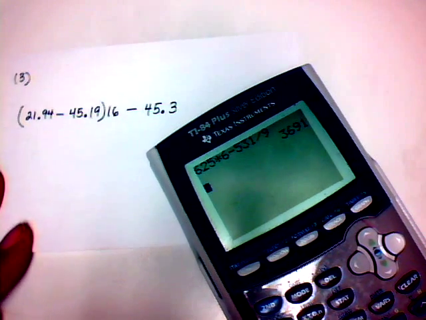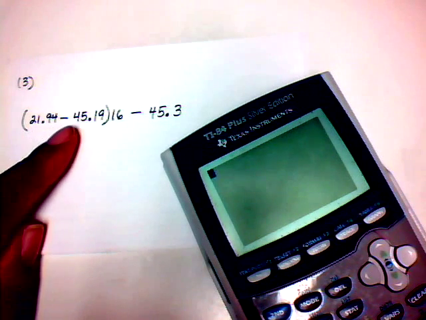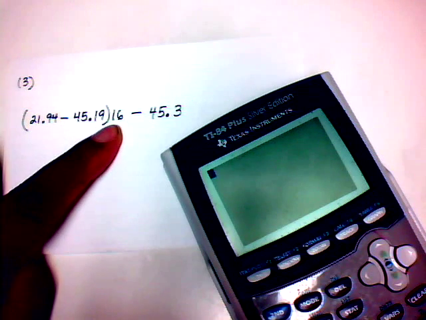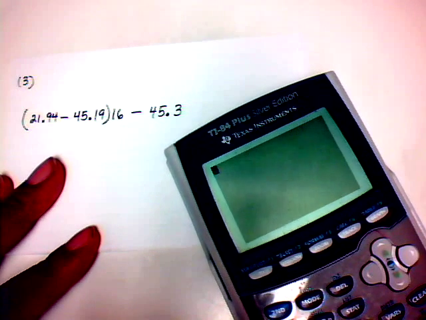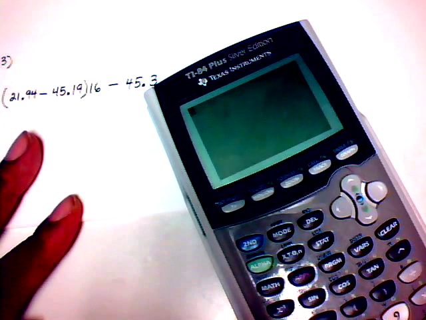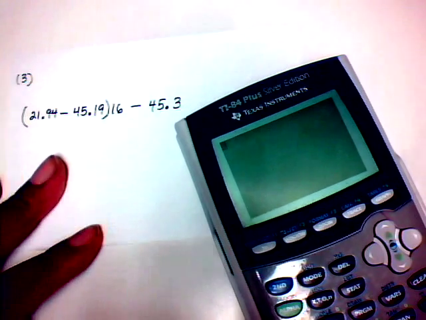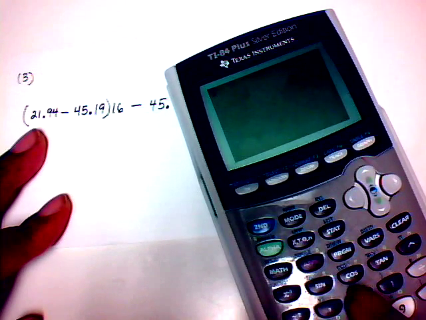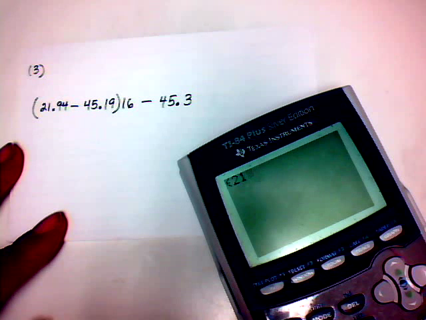Okay, the third one, we have in parentheses 21.94 minus 45.19, times 16 minus 45.3. This you can enter as is. The way we do that, we're going to use the left and right parentheses buttons. As you can see here, 21.94 minus 45.19 is in parentheses, so we use the left parentheses, then type in 21.94 minus 45.19, and then close the parentheses.